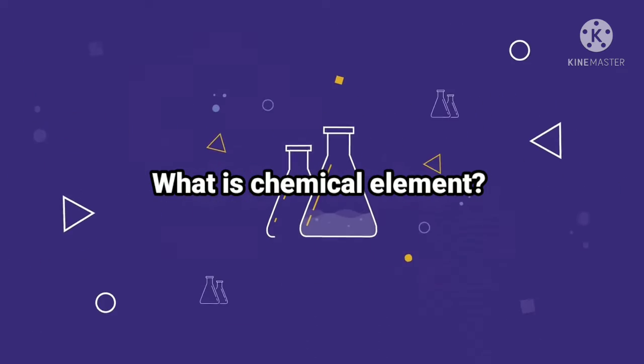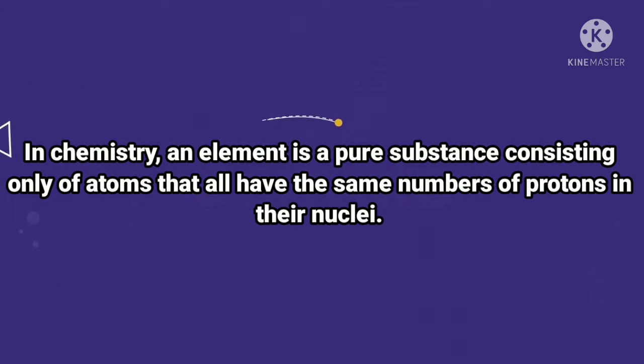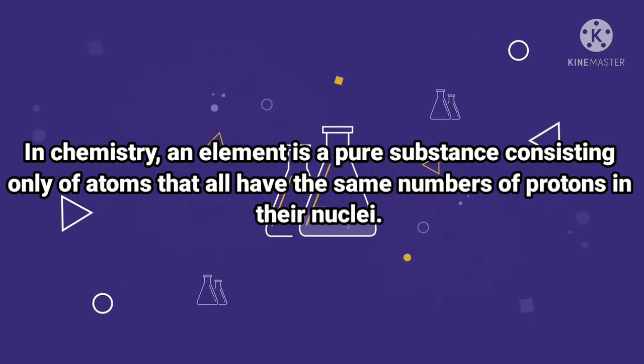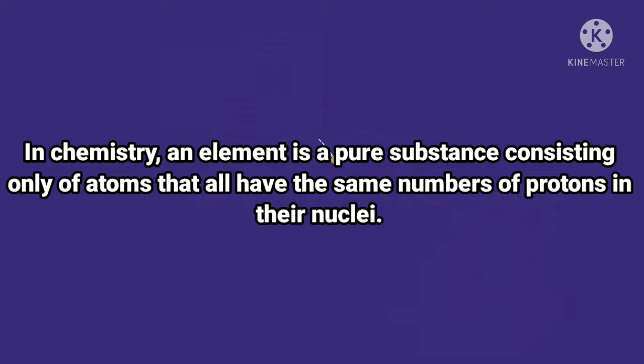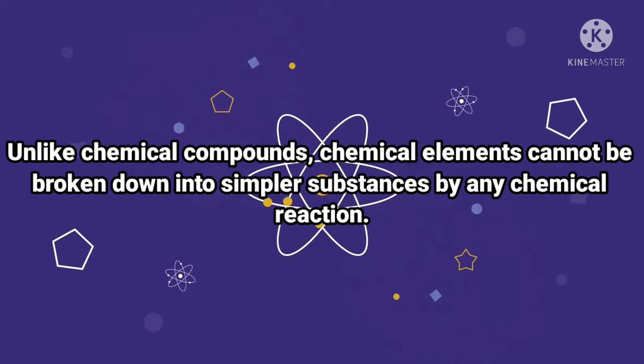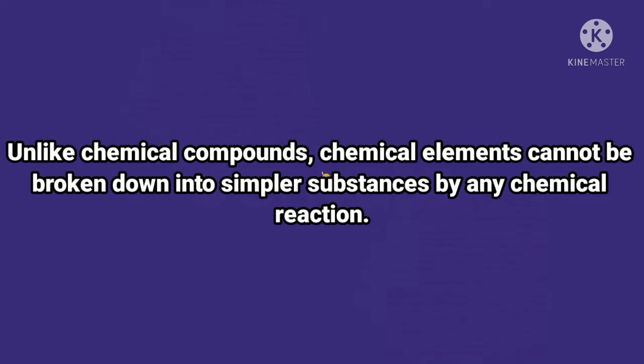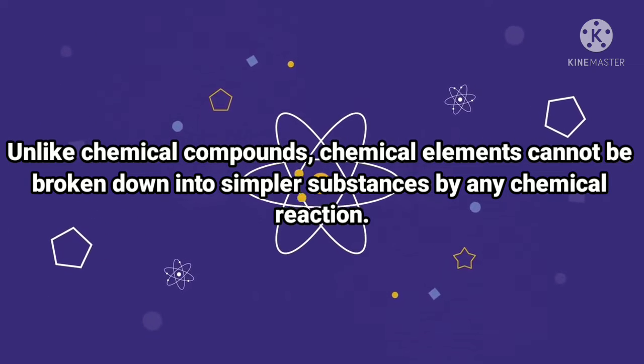What is a chemical element? In chemistry, an element is a pure substance consisting only of atoms that all have the same number of protons in their nuclei. Unlike chemical compounds, chemical elements cannot be broken down into simpler substances by any chemical reaction.